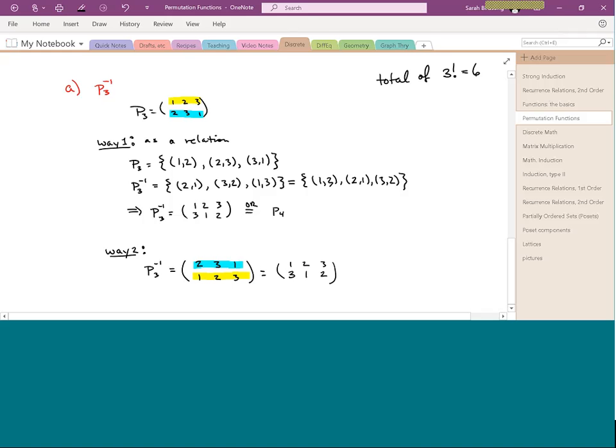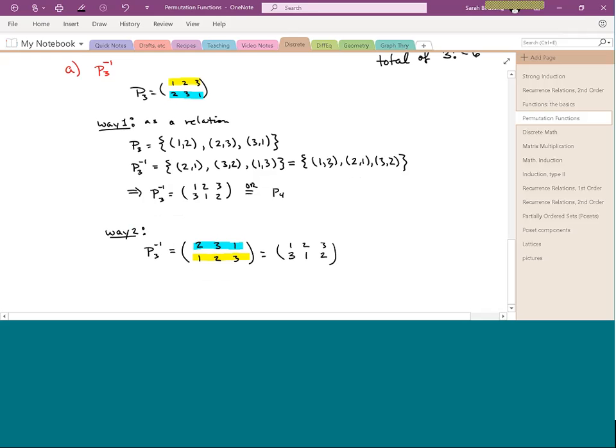So let me go ahead and tag what we did right here. So here we unscrambled the columns. And here we swapped or flipped the rows. And notice we get the exact same permutation function that we got before. Okay? So that's the way that it's typically done when you're dealing with your permutation functions.